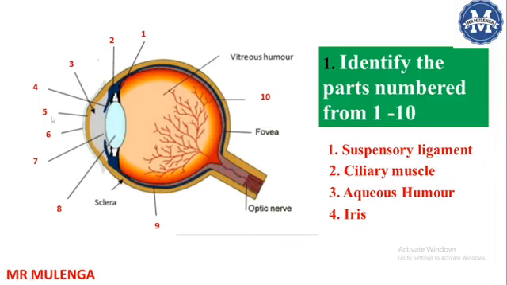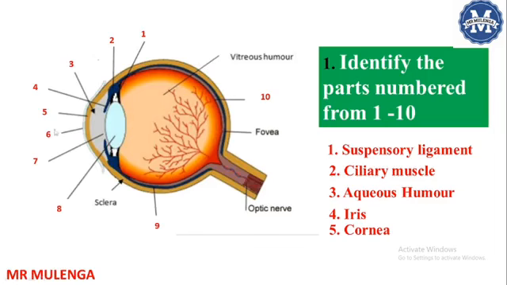So let us now move on to the part numbered 5 right here. What is the name of the part numbered 5? The part numbered 5 is called the cornea. And what is the function of the cornea? The cornea is the transparent outer layer of the eyeball. What does it do? It refracts, meaning that it bends and focuses the light rays.